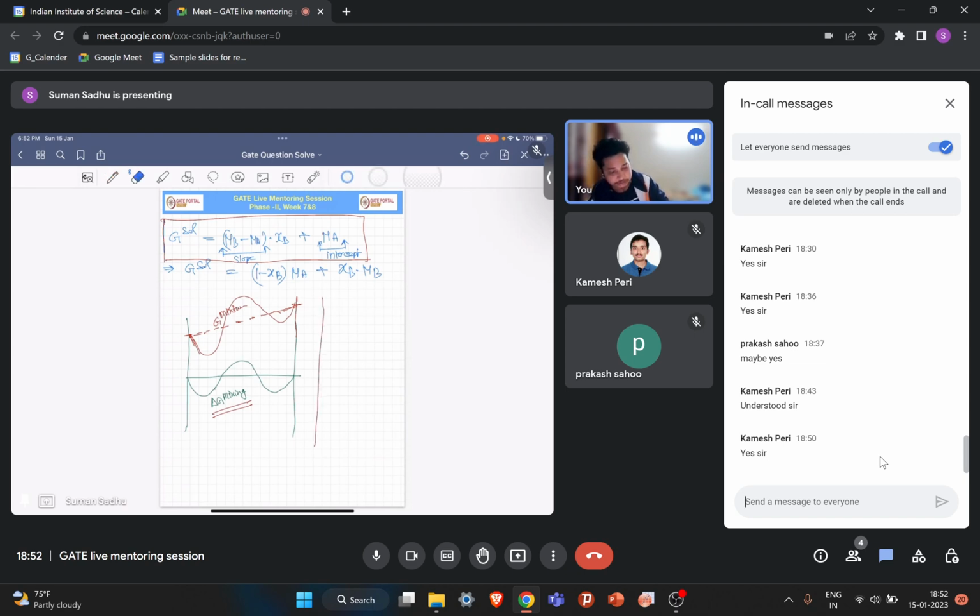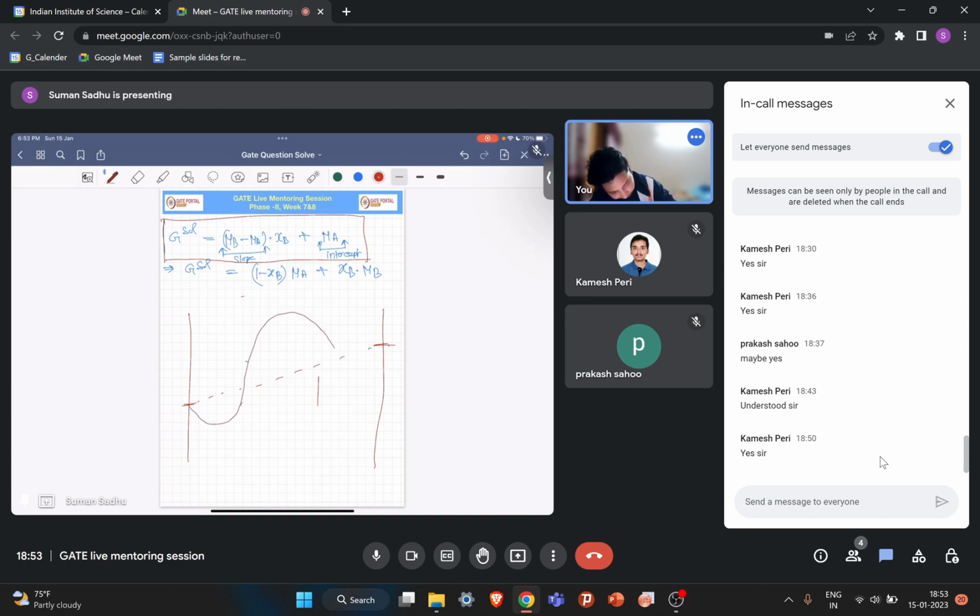So let me enlarge this diagram here. Only G solution will be plotted. So G solution, let's say GA and GB. It will be something like this. Okay. Now, if you take any point here and take the tangent, it will cut somewhere here.